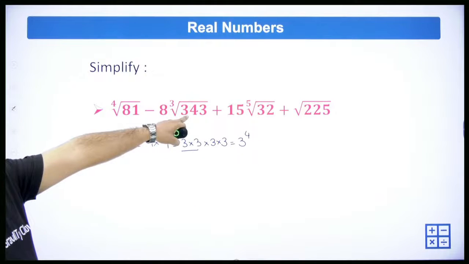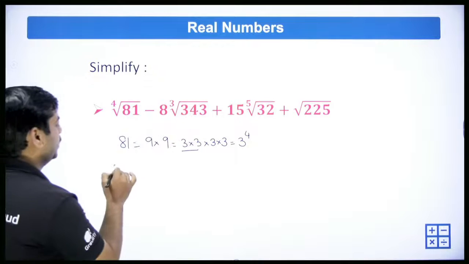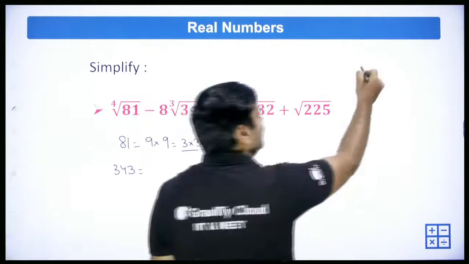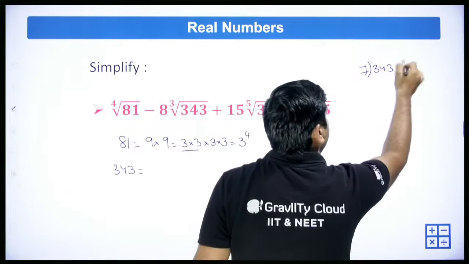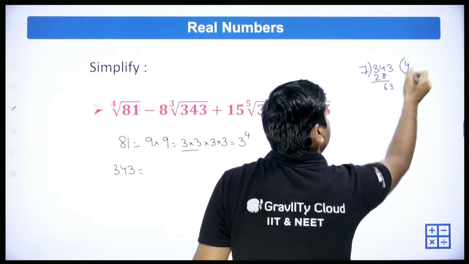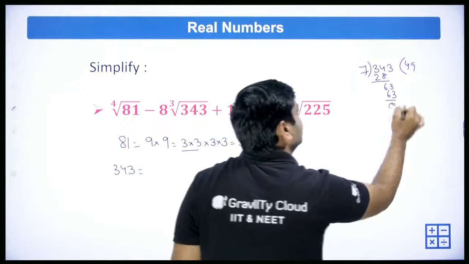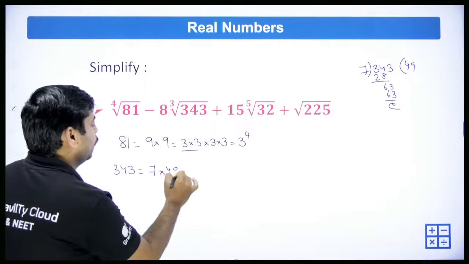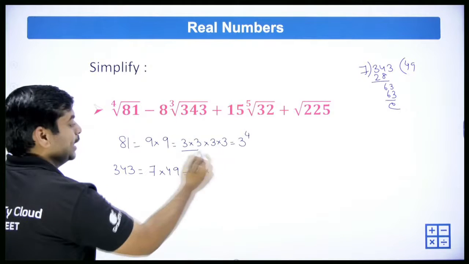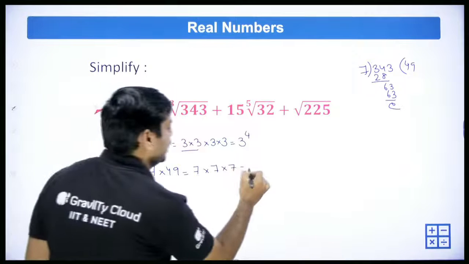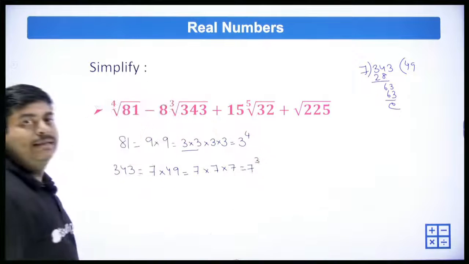What about 343? 343, let us divide with 7. 7 4s are 28. We are left with 63. 7 9s are 63. Yes. So it is 7 into 49. And 49 is again 7 into 7. So 7 into 7 into 7, we can write it. We can say that it is 7 cube.